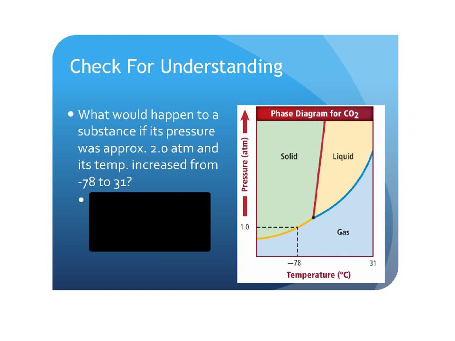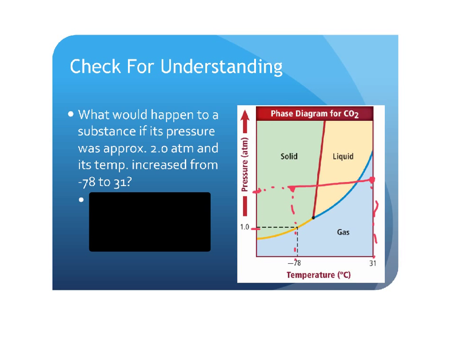Let's look at another example. This time we're looking at carbon dioxide. What would happen to a substance if its pressure was approximately 2 atmospheres and its temperature increased from -78 to 31? So let's go ahead and write in our starting point. 1 atmosphere is about here, so 2 atmospheres is probably going to be about right there. And its initial temperature is -78. So our initial starting point is right there. Now we're going to increase the temperature to 31, which 31 is over here.